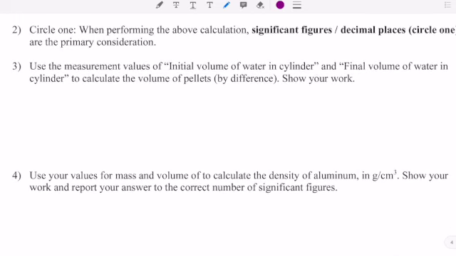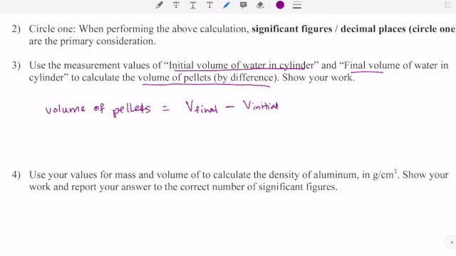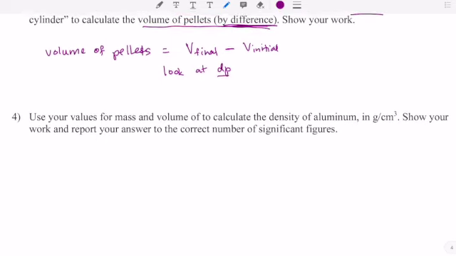So the measurement values to find out the volume of the pellets, also by difference. The volume of the pellets is going to be the final volume, V final, minus the initial volume. And so this should be in units of milliliters. That's from the previous data table. This is also by difference, so this is a subtraction, and you should still be looking at decimal places for the answer that you get from that calculation.